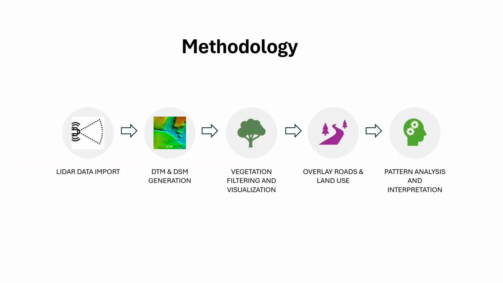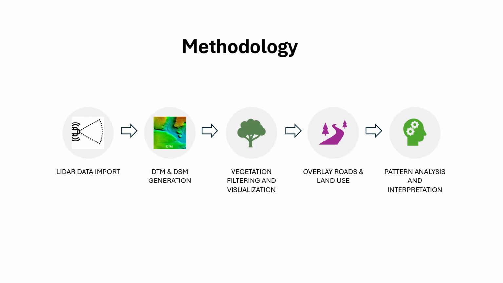My methodology for this study will first be pre-processing the LiDAR data to remove noise and verify the classification of points into ground, vegetation, and buildings. I will then generate surface models, specifically a digital terrain model from ground points and a digital surface model. Next, I will filter the LiDAR point cloud to display only vegetation, creating maps that show the spatial distribution of trees across urban and forested areas.